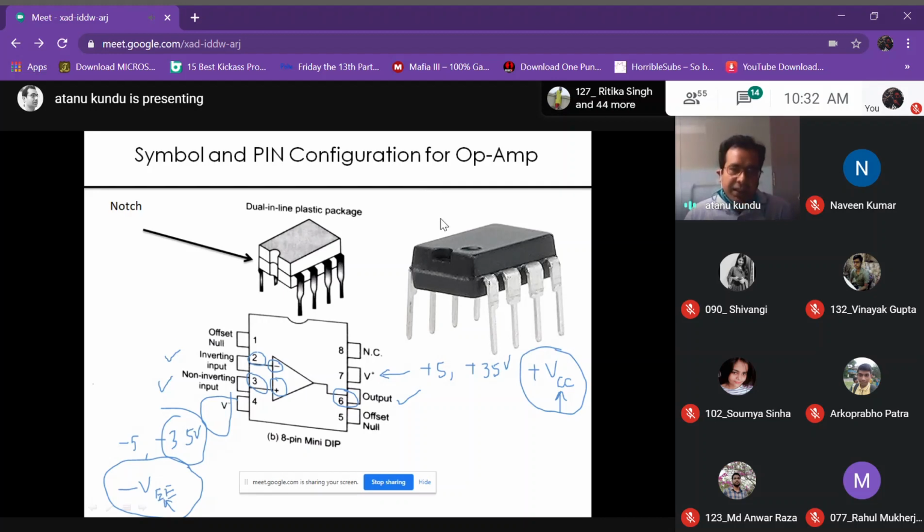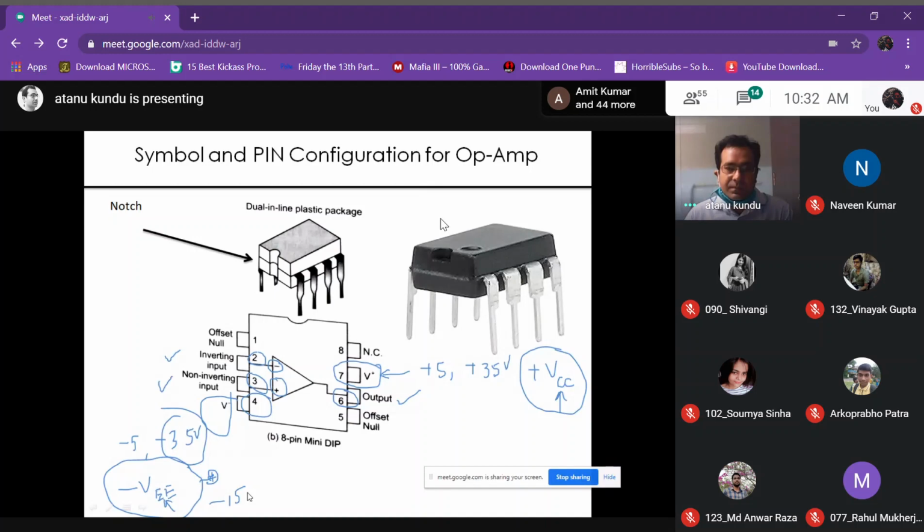So again we remember like this. This is the negative voltage, that is pin number 4, and the positive voltage is pin number 7. Normally we apply -VEE equal to -15 volt, and +VCC equal to +15 volt for the op-amp 741. For our laboratory we use 741, and for the 741 we use this voltage.